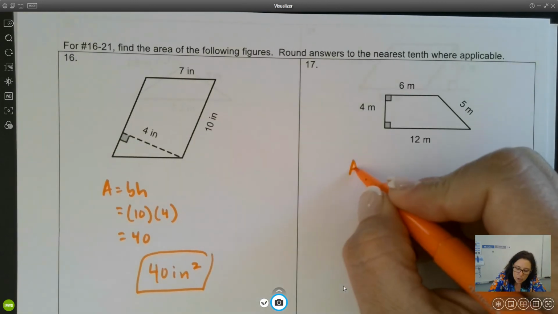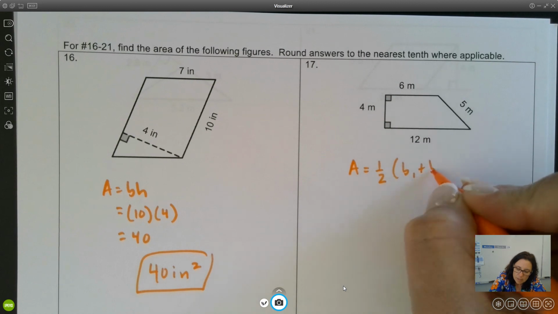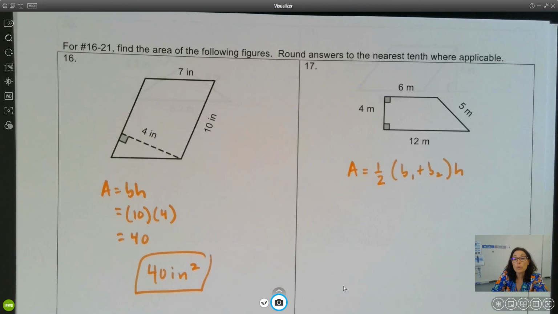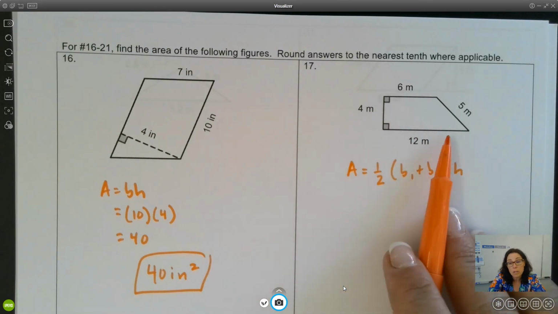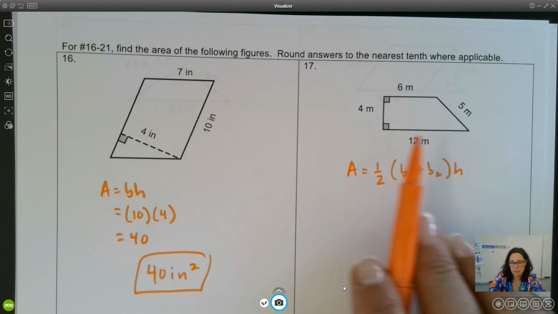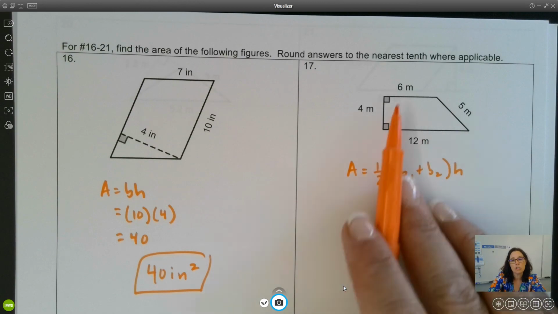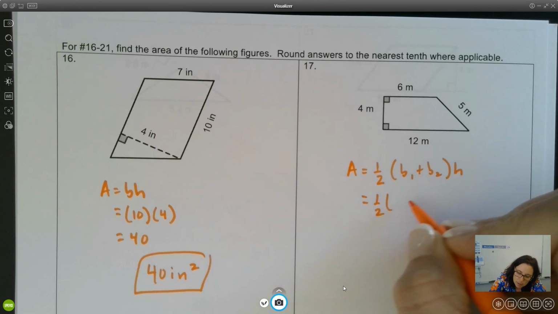This guy, we're going to start with the formula: half, add the two bases together, times the height. Now you know the bases of this are 12 and 6 because they run parallel to each other. They would never crash if they're extended. The 5 and the 4, if you extended those, would crash way up here. So let's start plugging in some numbers.